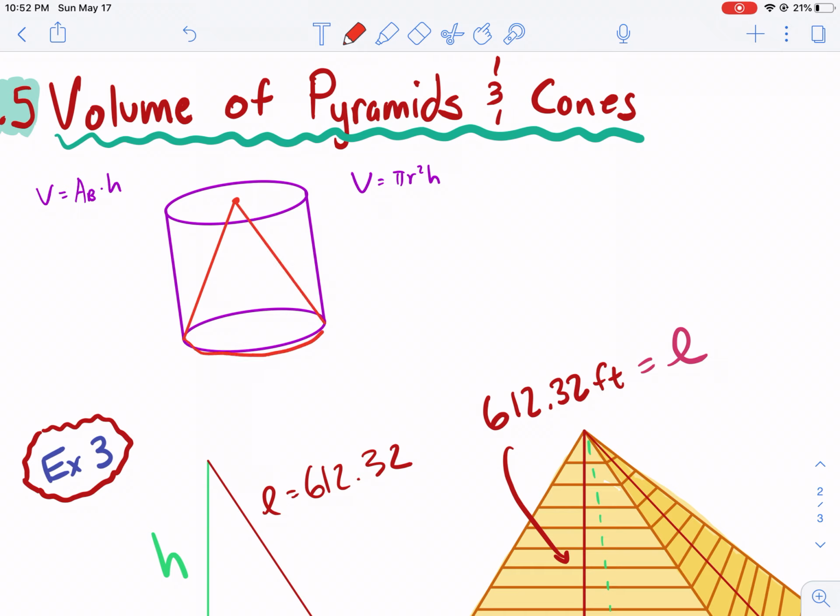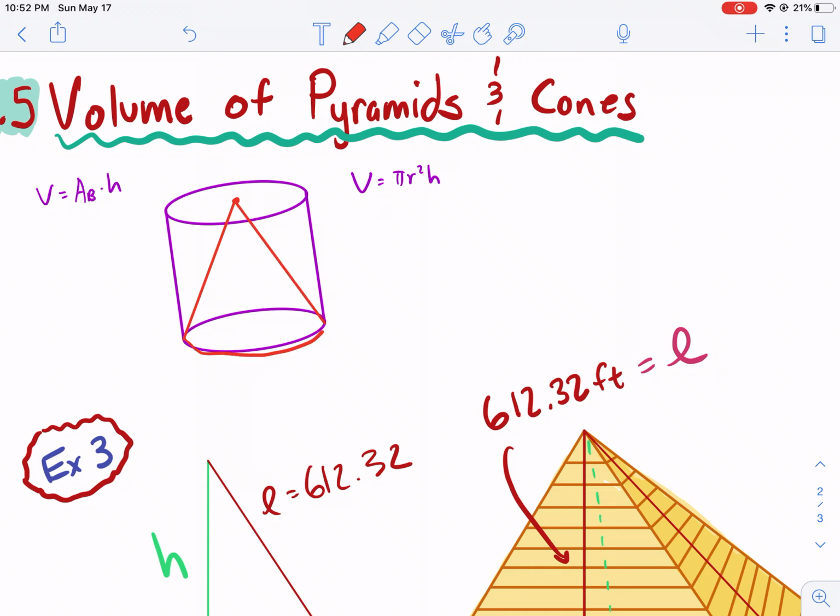That's the height inside this pyramid. So it's in the center of this pyramid. This goes in the back like this, and this is in the exact center. So this would tell us how tall the Pyramid of Giza is. So find the volume of the Pyramid of Giza.